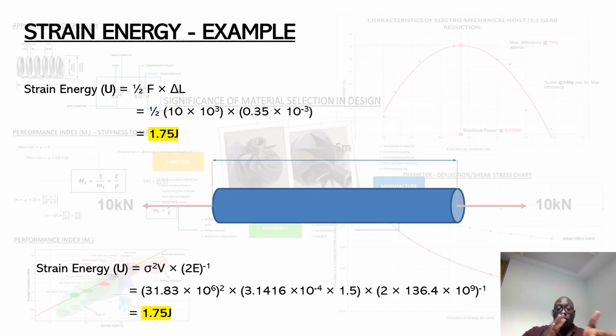So depending on what information you've been given, you can use either equation to work out the amount of energy required in straining the material to yield the change of 0.35 millimeters. So hopefully that is clear.